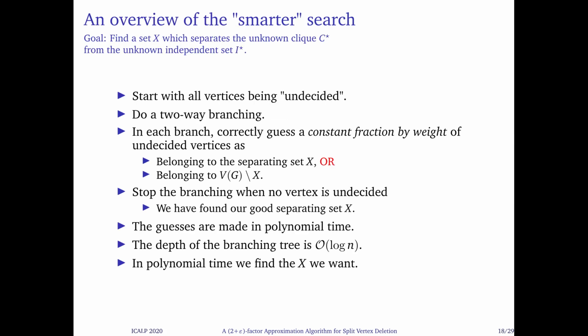So we start with every vertex in the graph being undecided. We do a two-way branching, and in each branch we correctly guess a constant fraction by weight of undecided vertices as belonging to the separating set X or not belonging to the set X. And we stop the branching when no vertex is left undecided. At this point we would have found our good separating set X, and then we can do the rest of it. So the guesses are made in polynomial time, and the depth of the branching tree is order log n. So in polynomial time, we find the set X that we want, and we can use it to compute the solution.